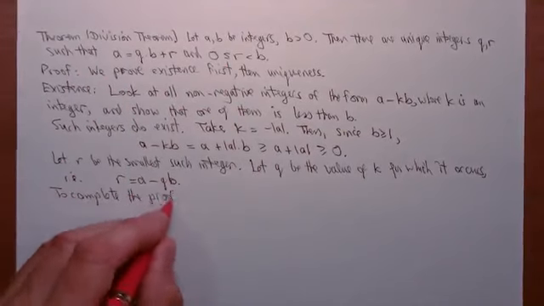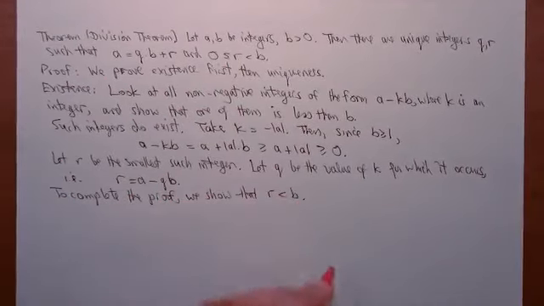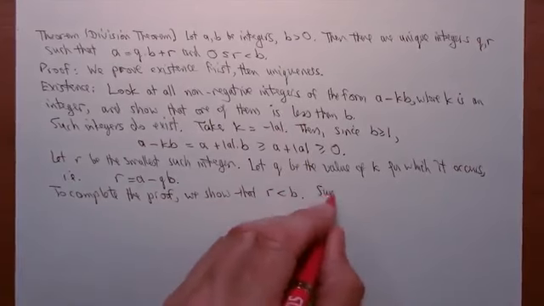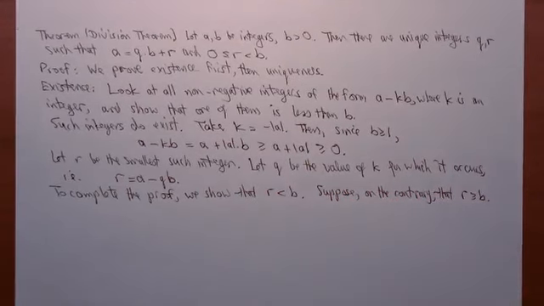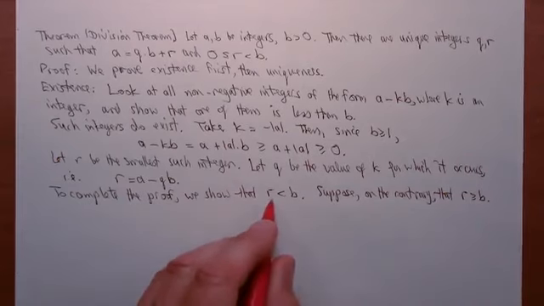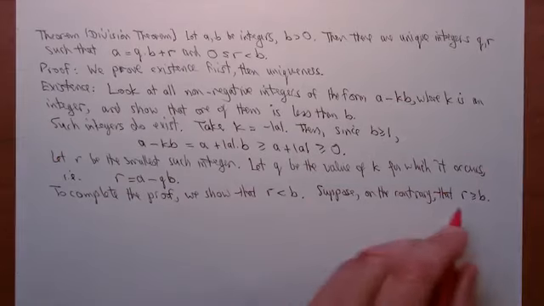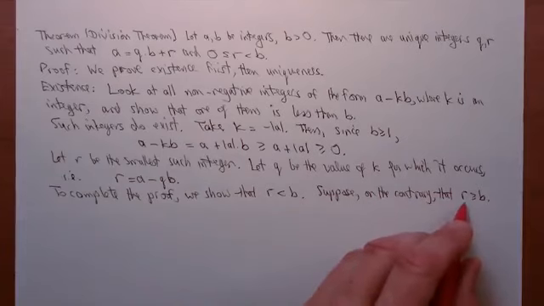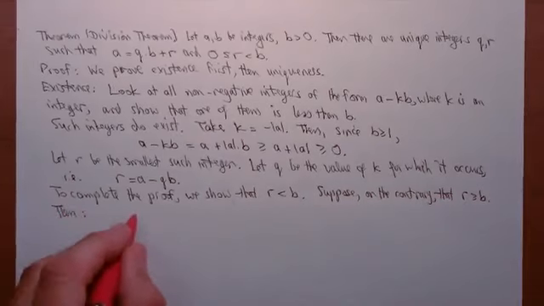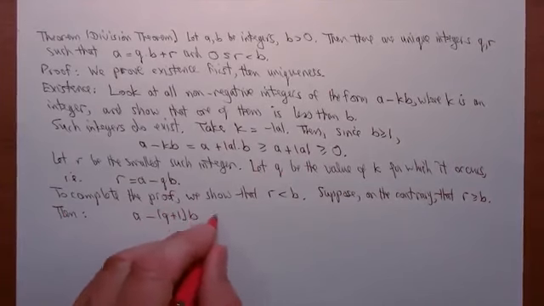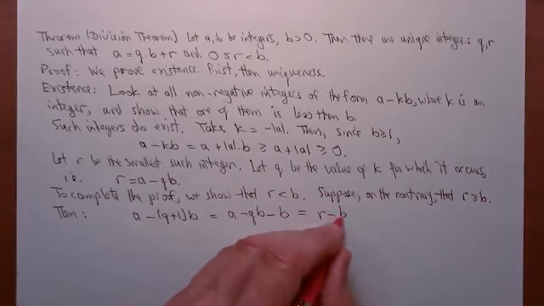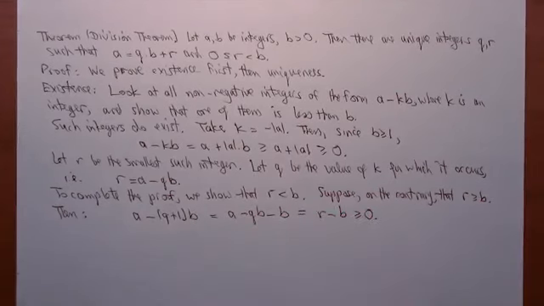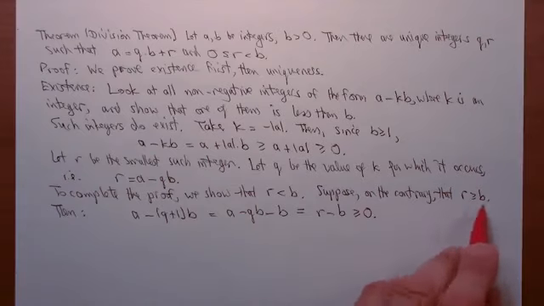So, to complete the proof, we show that r is less than b. Well, suppose, on the contrary, that r is greater than or equal to b. In other words, I'm now going to use proof by contradiction to show that r is less than b. Well, if r is greater than or equal to b, then a minus (q plus 1)b equals a minus qb minus b, which equals r minus b, which is greater than or equal to 0 by virtue of this assumption.